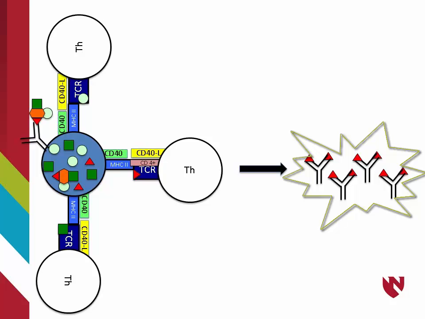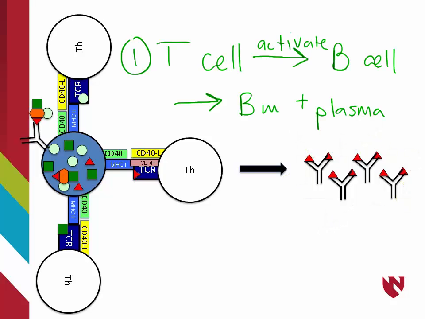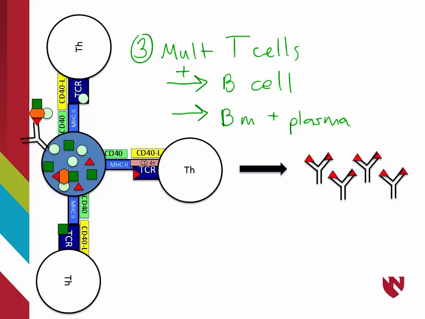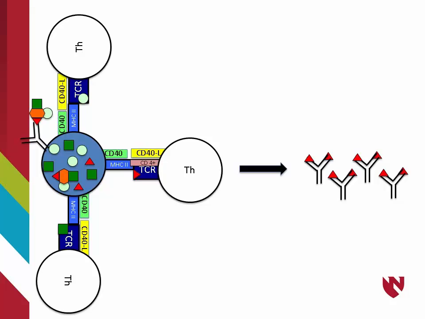This process can result in, one, one T cell being able to activate many different B cells to become B memory and plasma cells, two, one B cell activating many T cells to become T memory cells, and three, multiple T cells being able to activate one B cell to become a B memory or plasma cell. The primary response creates a short-lived IgM antibody response. However, with T cell help, the B cell can switch isotype.